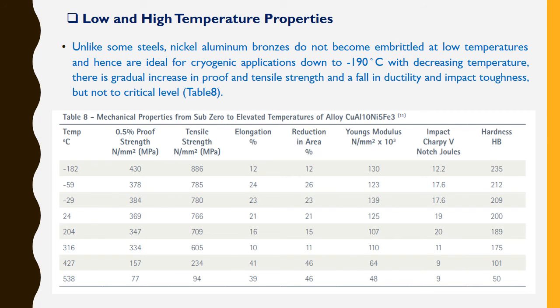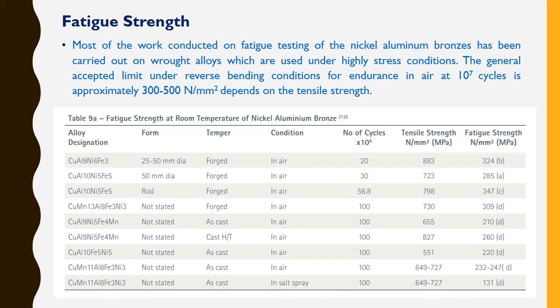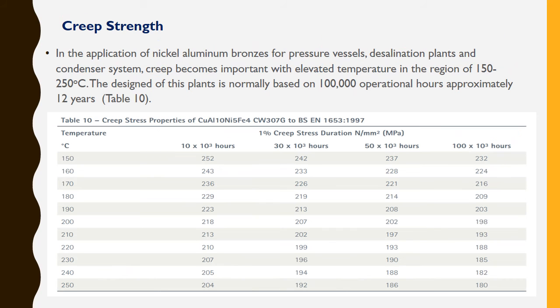Table A. Fatigue strength. Most of the work conducted on fatigue testing of nickel aluminum bronze has been carried out on rough alloys which are used under highly stressed conditions. The general fatigue limit under reverse bending conditions for endurance in air at 10 to the power 7 cycles is approximately 300 to 500 newtons per millimeter squared, depending on the tensile strength.